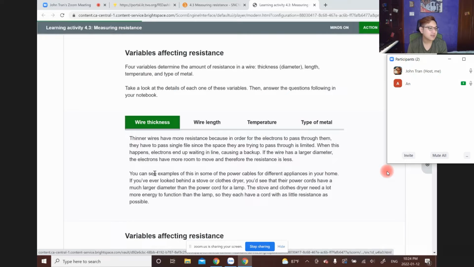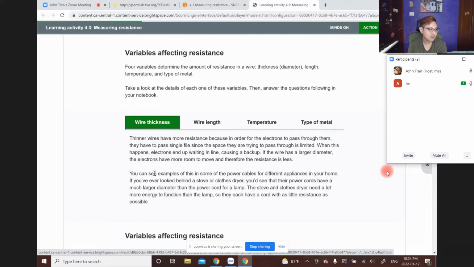Yeah. So basically, if you have a device that uses a lot of electricity, like a stove or a clothes dryer, their cord or wire needs to be thick with as little resistance as possible to save money. And also, if the wire is too thin, it has a lot of resistance. It heats up.